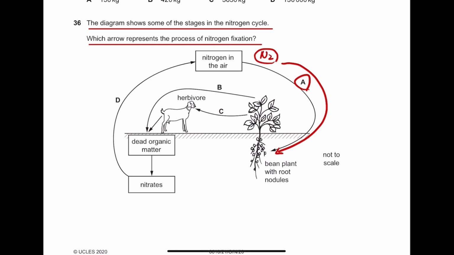Let's have a look at the others as well, just for fun. Okay, so it looks like the plant is getting eaten by a herbivore. That's like ingestion or consumption. And if the dead plants become dead organic matter, that's called decomposition. And they become nitrates, and this process is called nitrification.